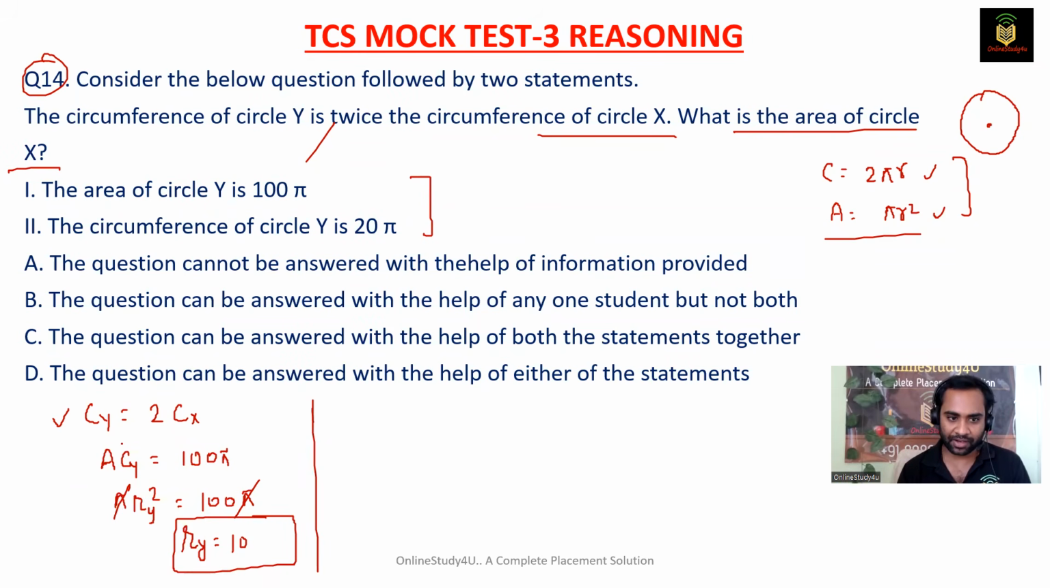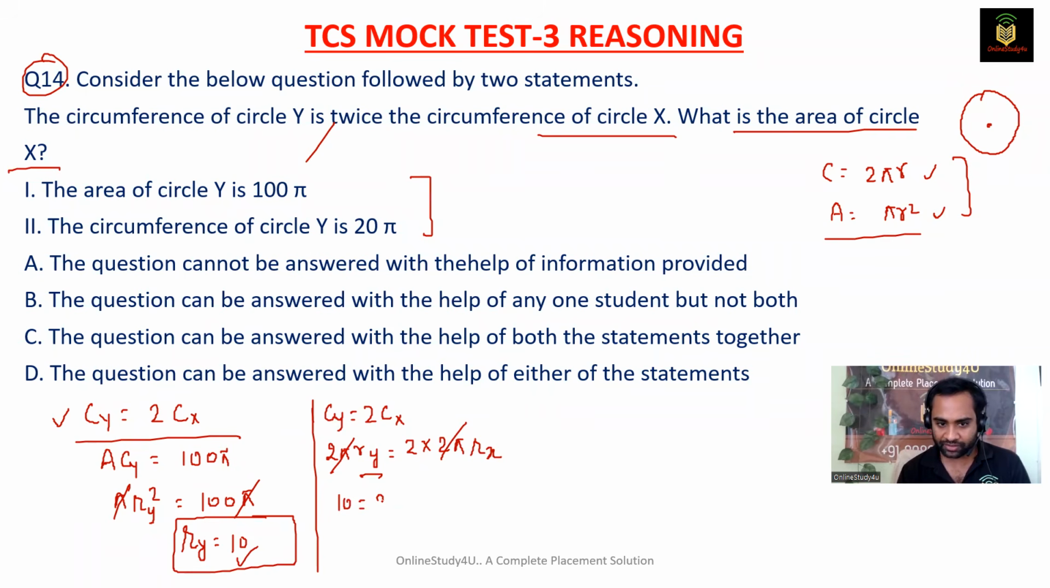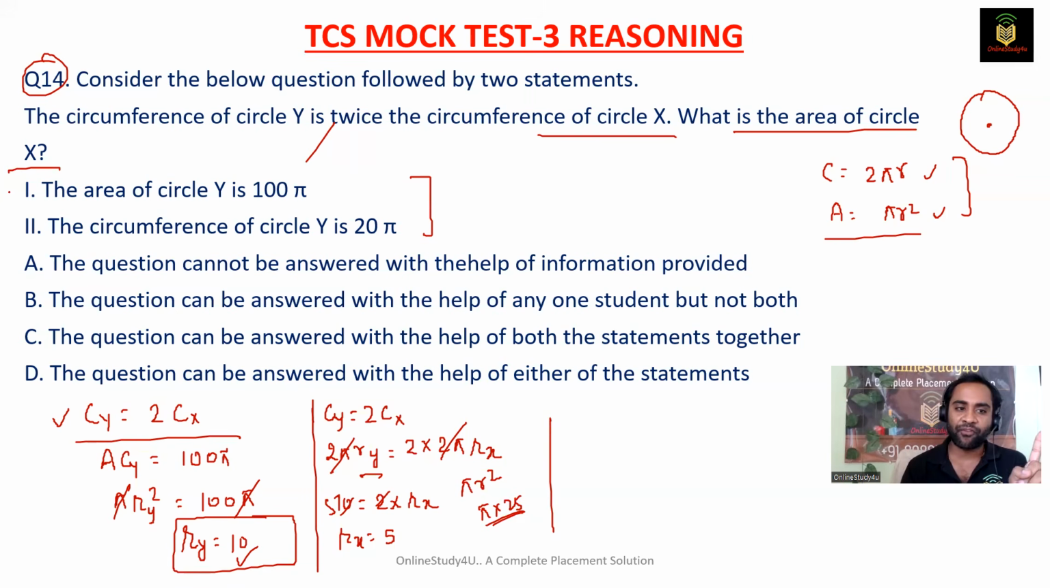In the question they have given that the circumference of y is equal to 2 times the circumference of x. So 2 pi ry will be equal to 2 into 2 pi rx. So 2 pi and 2 pi cancel, and the radius we know is 10. So 10 is equal to 2 into rx, so rx will be 5. And when we know rx, the area will be pi r square. So pi times 5 square, which is 25 pi. So we are able to find the area from statement 1.